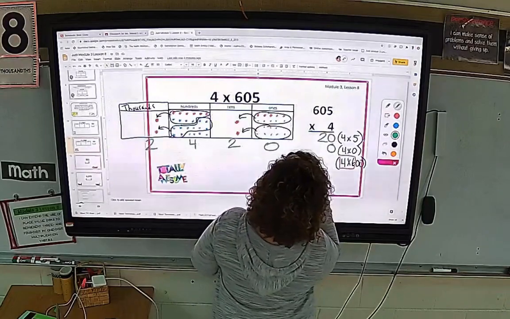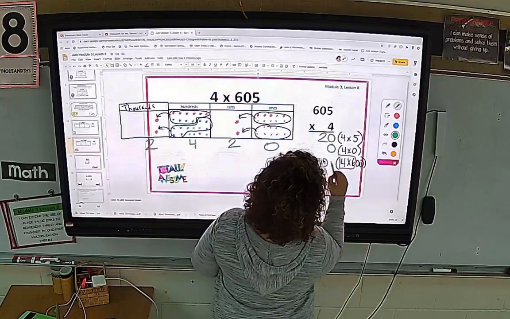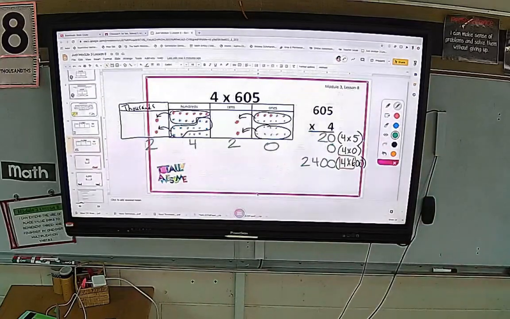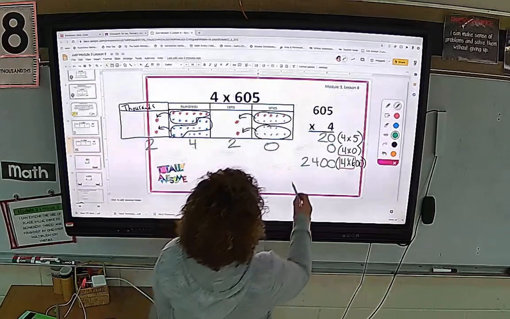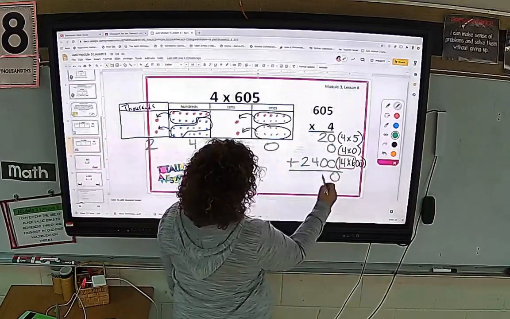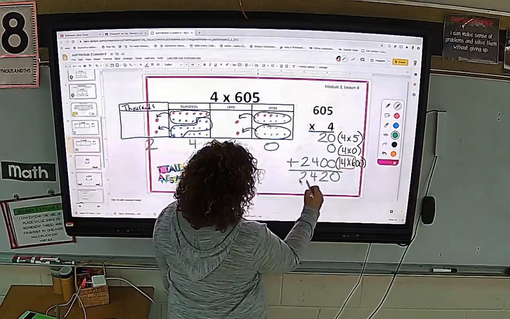Okay, so that answer would be 2,400. So I'm going to have to shoot way out here to write that so that all of my numbers are lined up. Okay, look at how we've lined our numbers up. Be careful. You want all of your ones places together and all of your tens places together. All of your hundreds and thousands. All right, so now you're going to add them all up. Okay. Zero here, 2 here, the 4 and the 2 come down.